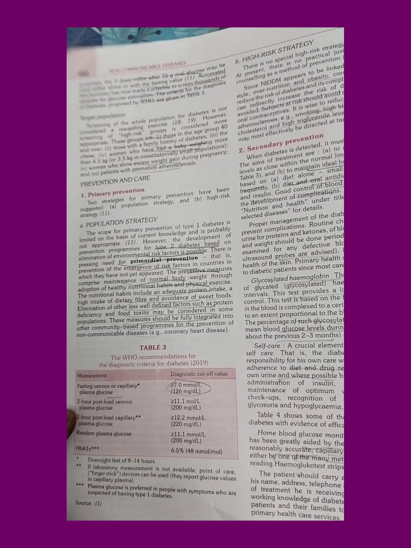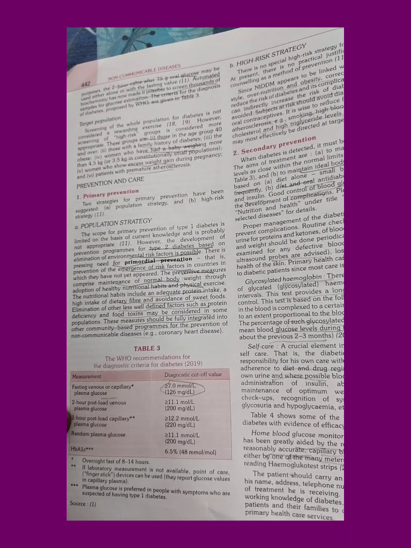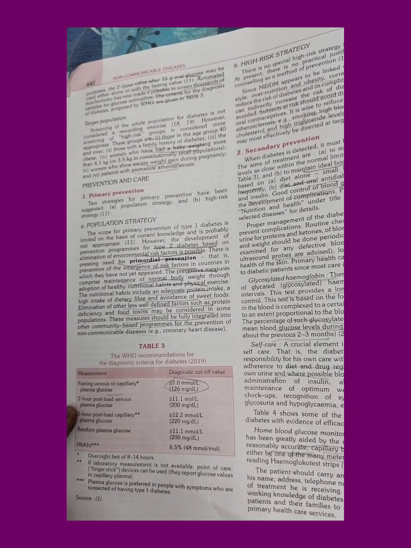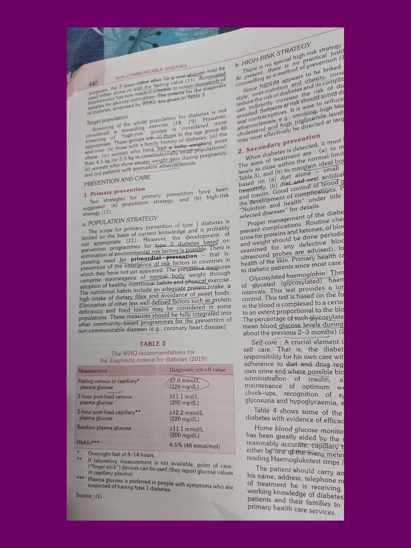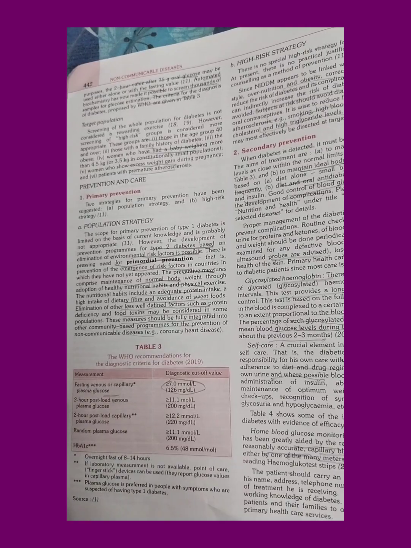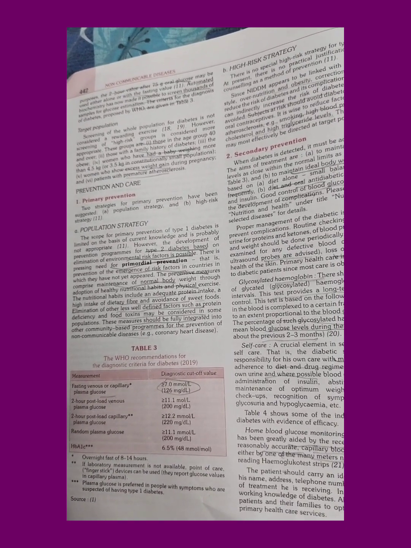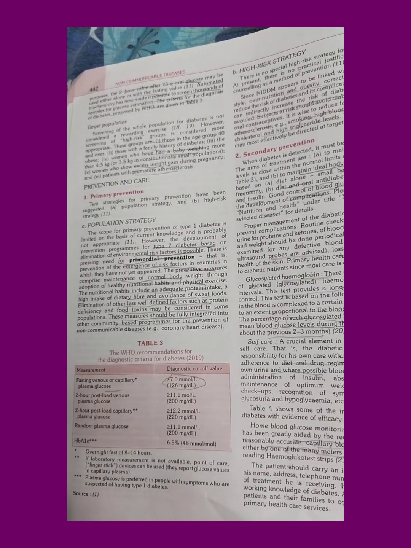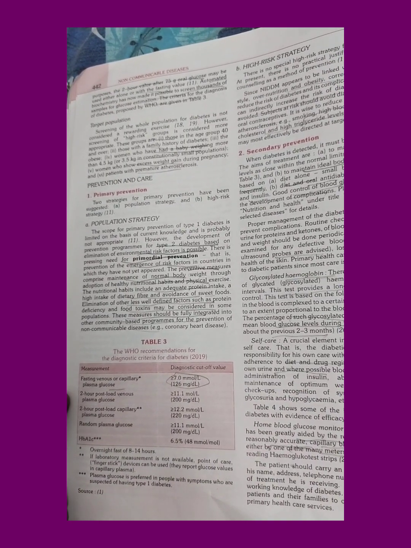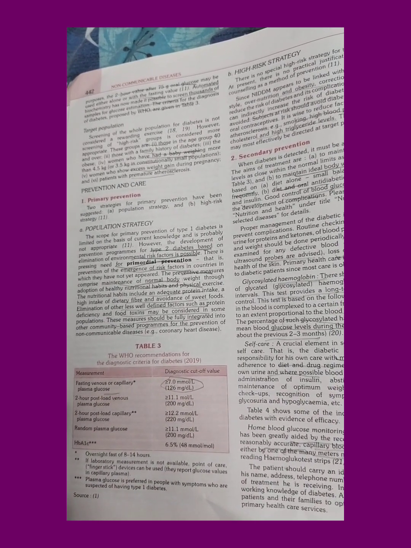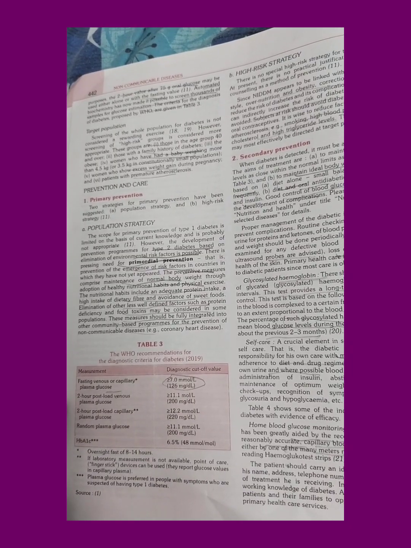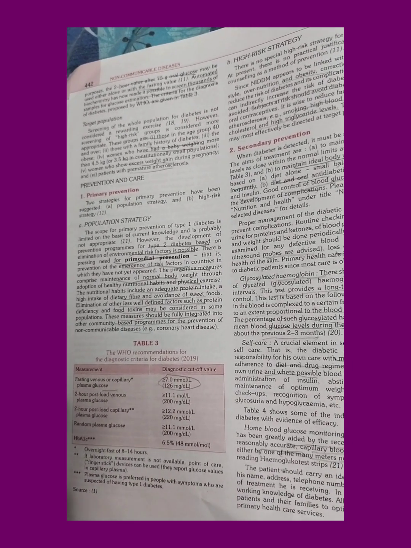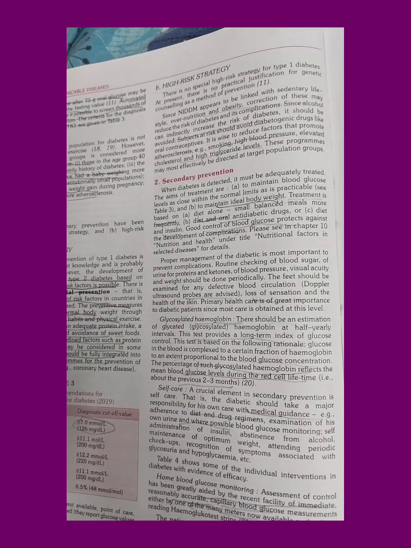Fasting value should be greater than 7 millimoles per liter, or 126 mg per dl. 2-hour post-load venous plasma glucose 200 mg per dl. 2-hour post-load capillary plasma glucose greater than 220 mg per dl. These are the diagnostic criteria values for diabetes, as recommended by WHO. HbA1c 6.5% or more. Okay, random plasma 200 mg per dl. So these are all for high risk strategy.